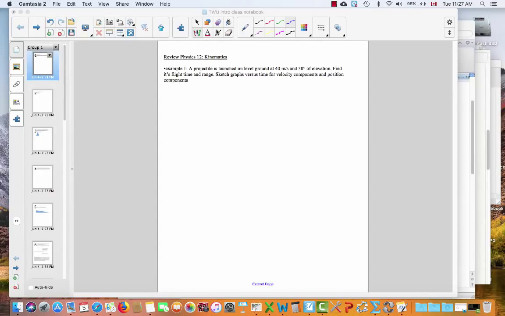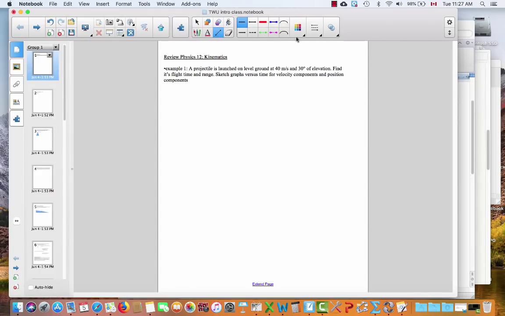Alright, so let's have a look at some foundational concepts that you hopefully encountered in previous courses. First of all, we'll start off with kinematics. We'll do a two-dimensional example. We'll launch a projectile here at an angle of 30 degrees and with a launch velocity of 40 meters per second.